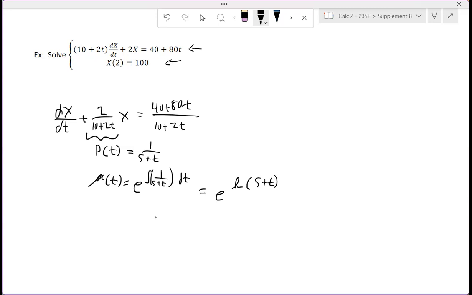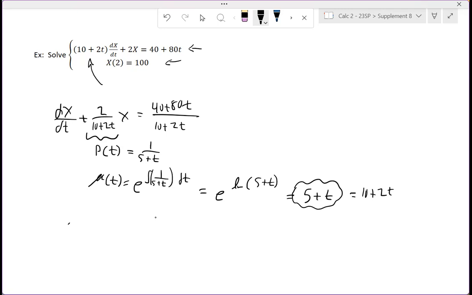And if I have e to the log of something, the e and the log cancel out. So the integrating factor that I want to multiply by is actually 5 plus t, or 10 plus 2t. So I actually note that I get back what I started with.